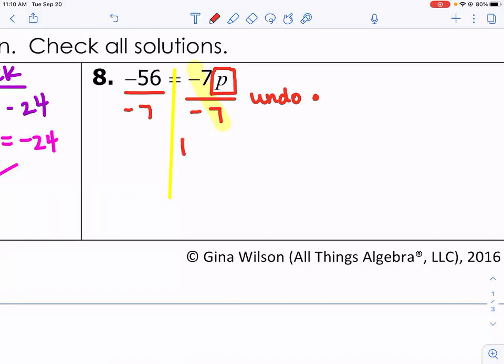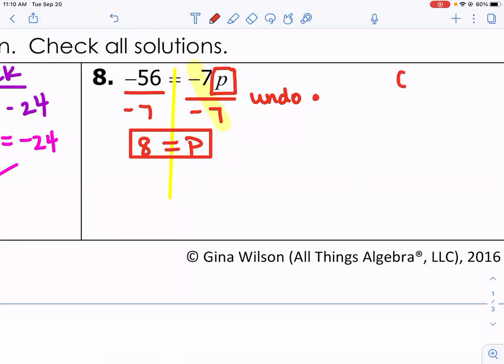I'm not going to write 1p. If you write 1p, that's fine. But if p is there, we assume that its coefficient is 1. Okay. So p equals, okay. Our reason, what is -56 divided by -7? Oh, that is so nice of Trent to help you there. Thanks, Trent. 8. It's okay to say the wrong answer though. Don't be afraid. Okay. Nobody's gonna judge you.